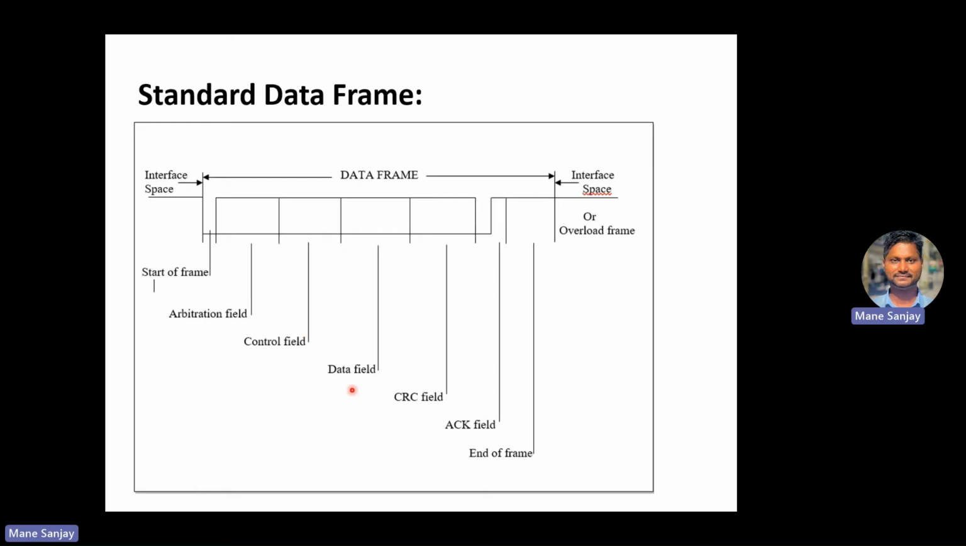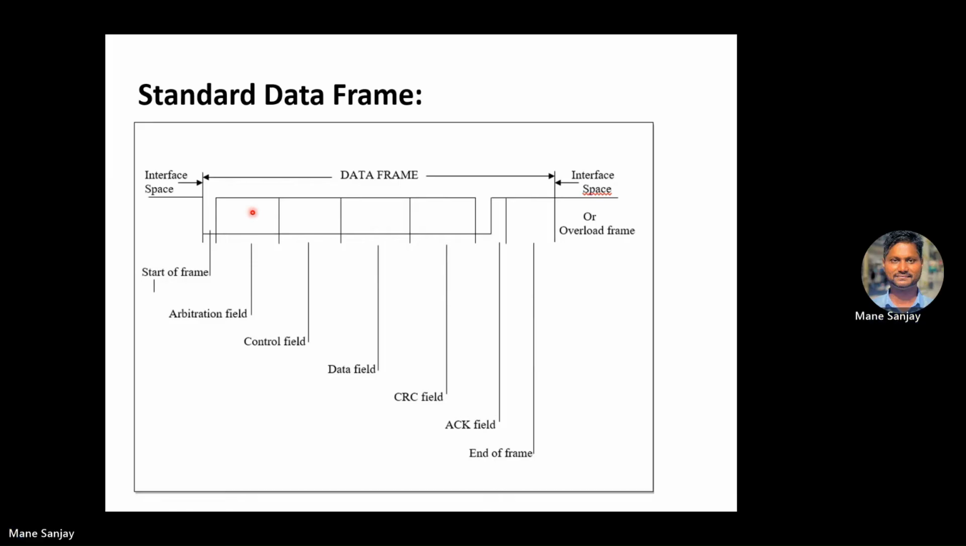Okay, so this is a data frame. Here there are different fields: the start of frame field, arbitration field, control field, data field, and CRC field. The start of frame bit is always 0. The arbitration field, as I mentioned earlier, contains the identifier, and based on the identifier and logical ANDing operations, it defines which message gets the highest priority in the network.